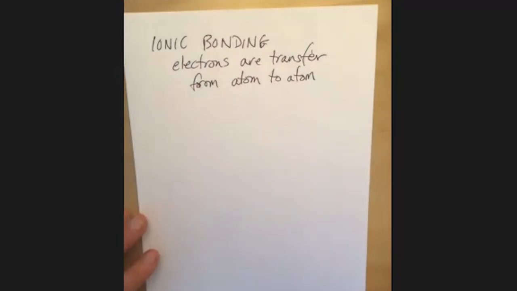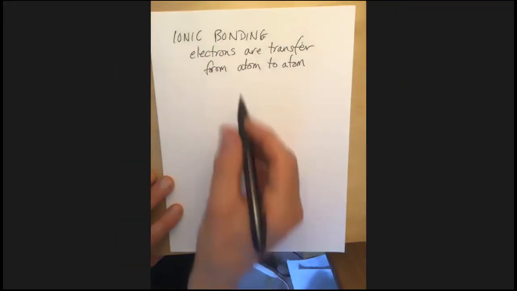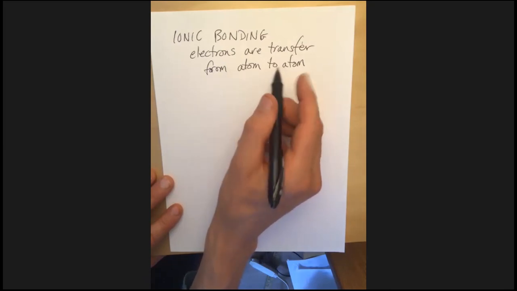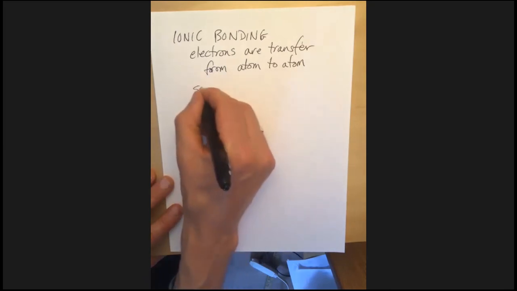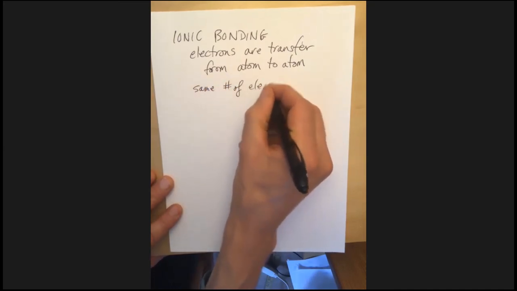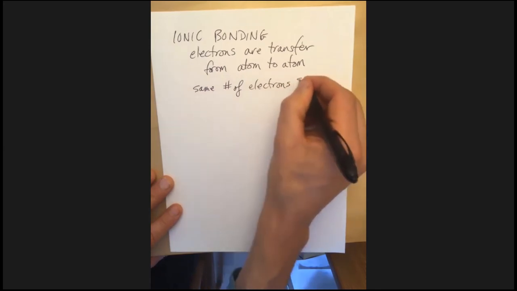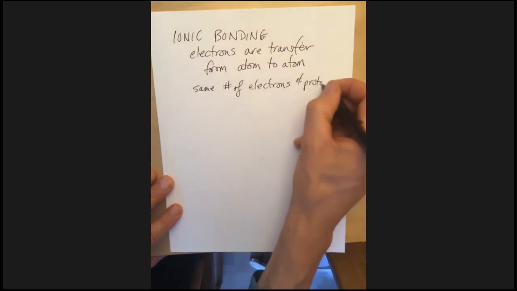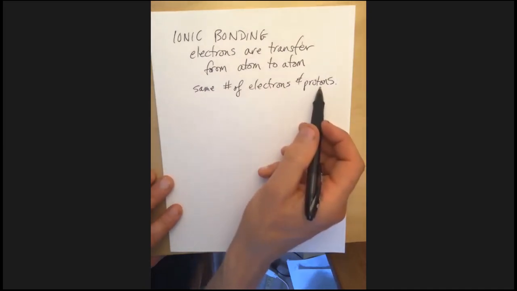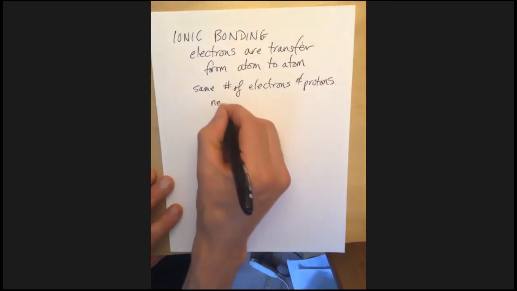And in thinking about this, it's worth remembering that atoms are neutral. Atoms have the same number of electrons and protons. And so because they have the same number of electrons and protons, they have a neutral charge.